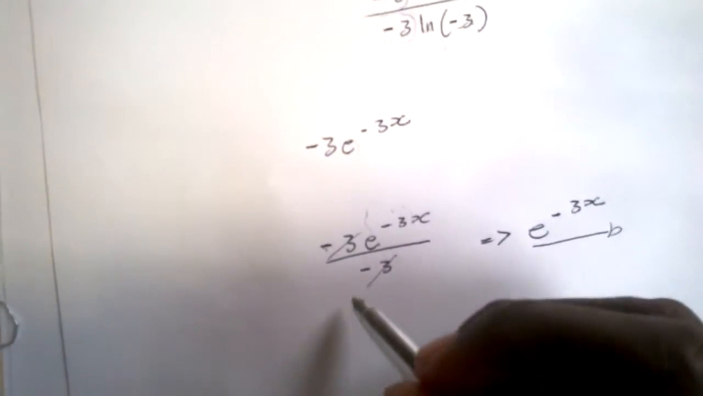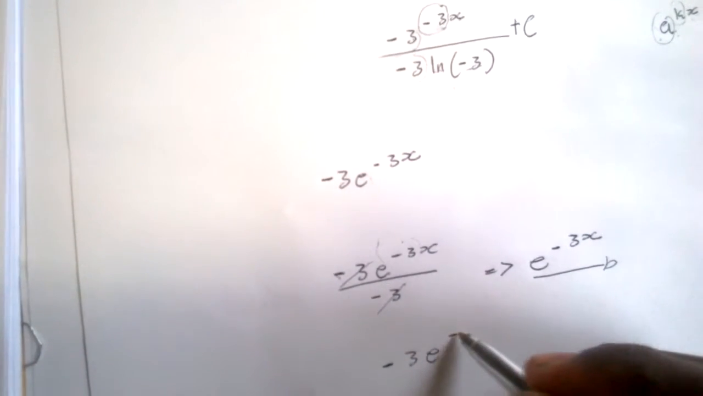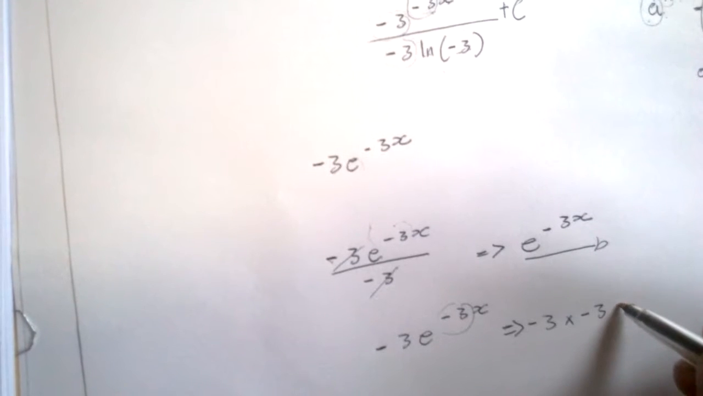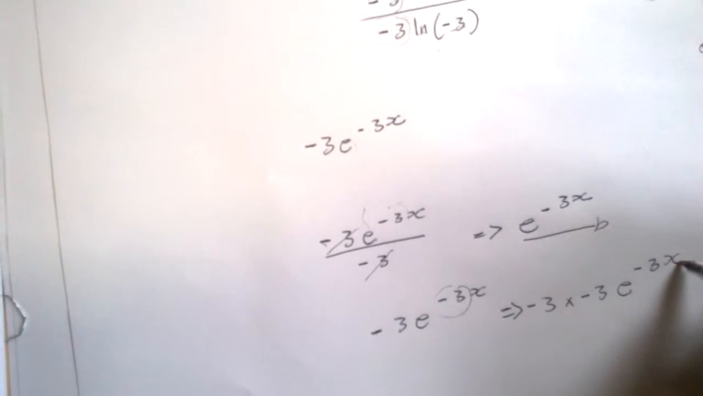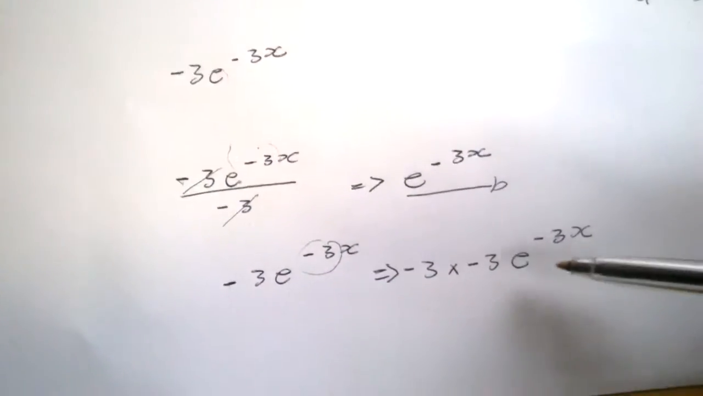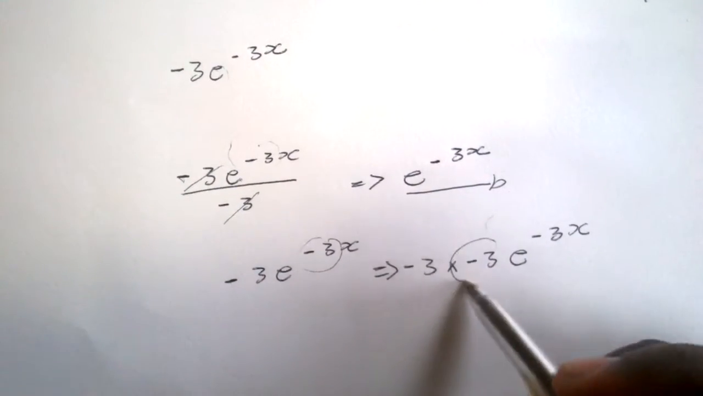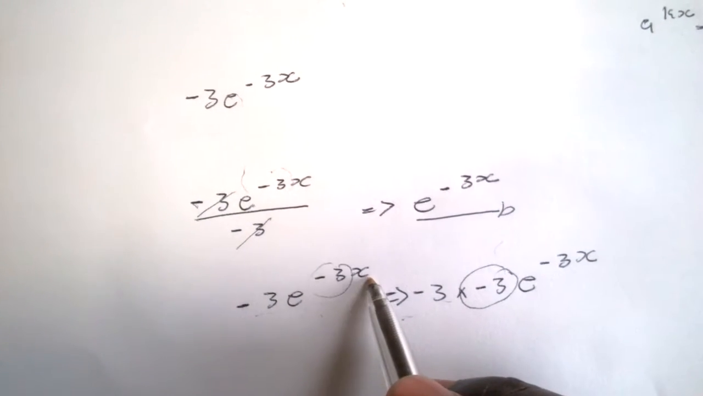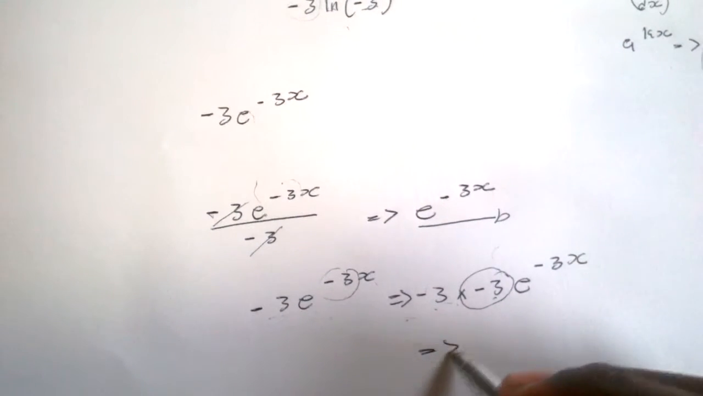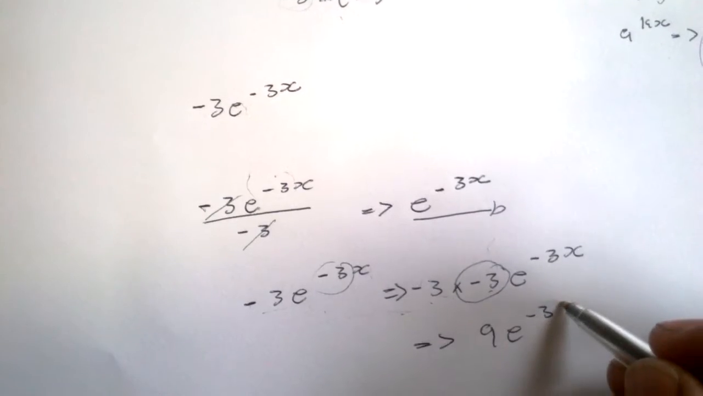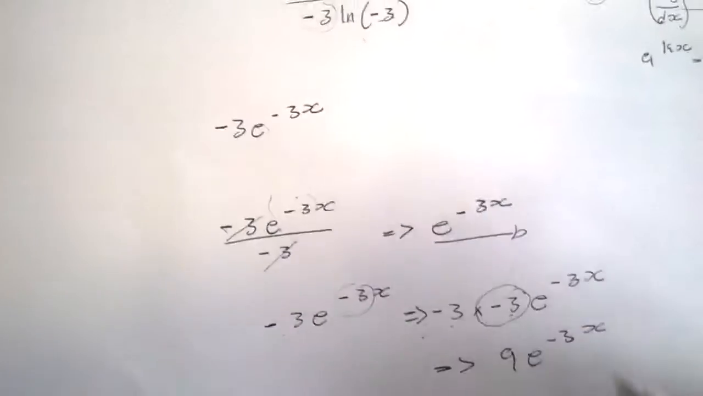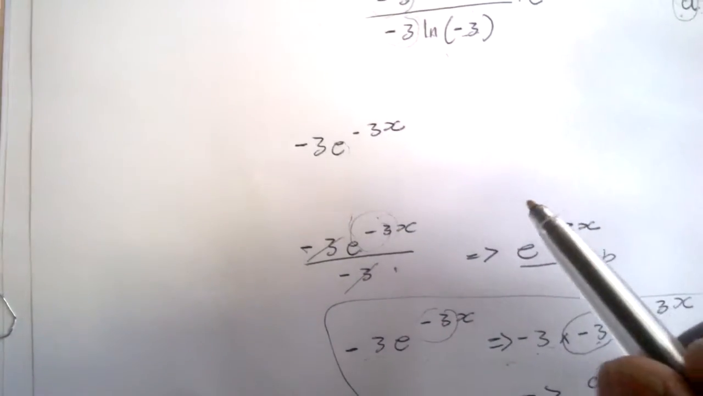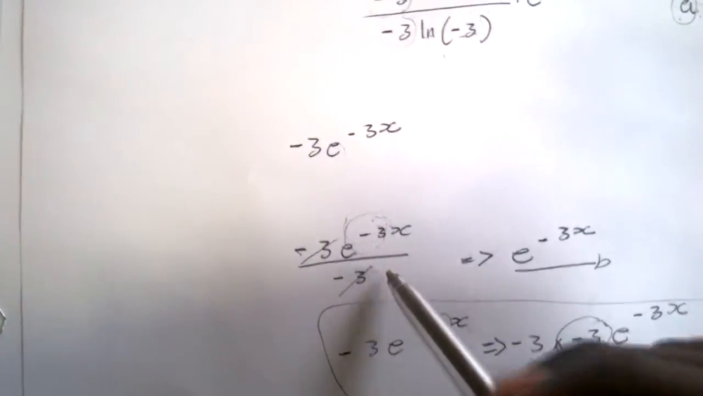But if we derive this number, the derivative of negative 3 e to the power negative 3x is going to be negative 3 multiplied by negative 3, which is a positive 9, times e to the power negative 3x. This is the derivative. Because integration is the inverse of a derivative, we divide by this negative 3. For the integral of this number, we always divide by the coefficient of x.